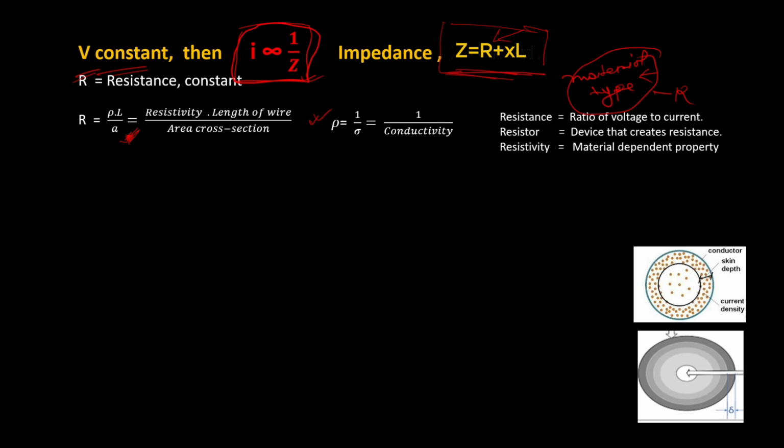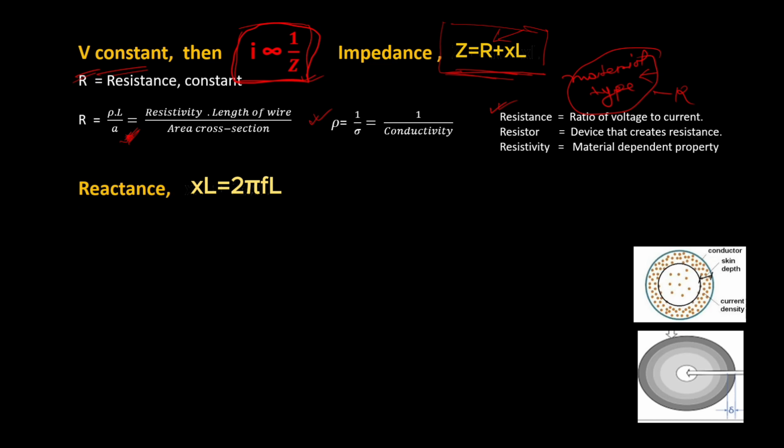Resistance is a basic thing, but we'll go through all of this again, because I'm trying to go fully basic, starting from zero level so that we understand it. Resistance is the ratio of voltage and current, a resistor is the device that creates resistance, and resistivity is the material dependent property.